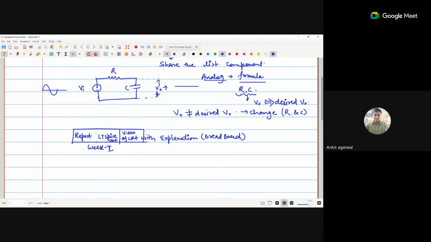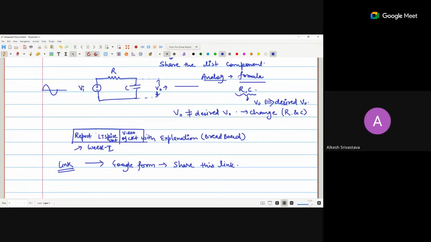Is it clear? So you have to create these three files and put them in a folder, week one. Now you have to share this folder link. We will circulate a Google form with you, and in this form you have to share this link. Now, if you have any doubt, you can ask.